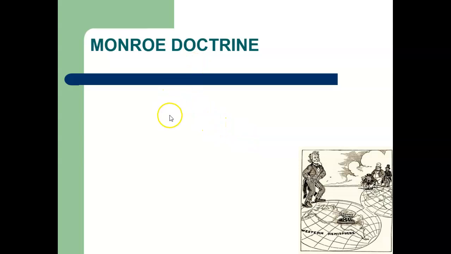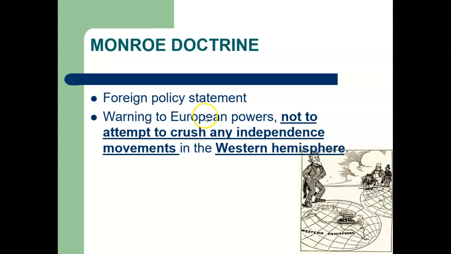So this is the Monroe Doctrine. It basically is a foreign policy statement directed to European powers. And that statement is, do not attempt to crush any independence movements in the Western Hemisphere. So in your reading, you read about various revolutions here in Central America and South America. Countries like Ecuador and Colombia and all those areas begin to break away from their old European mothers and fathers, if you want to think of it.